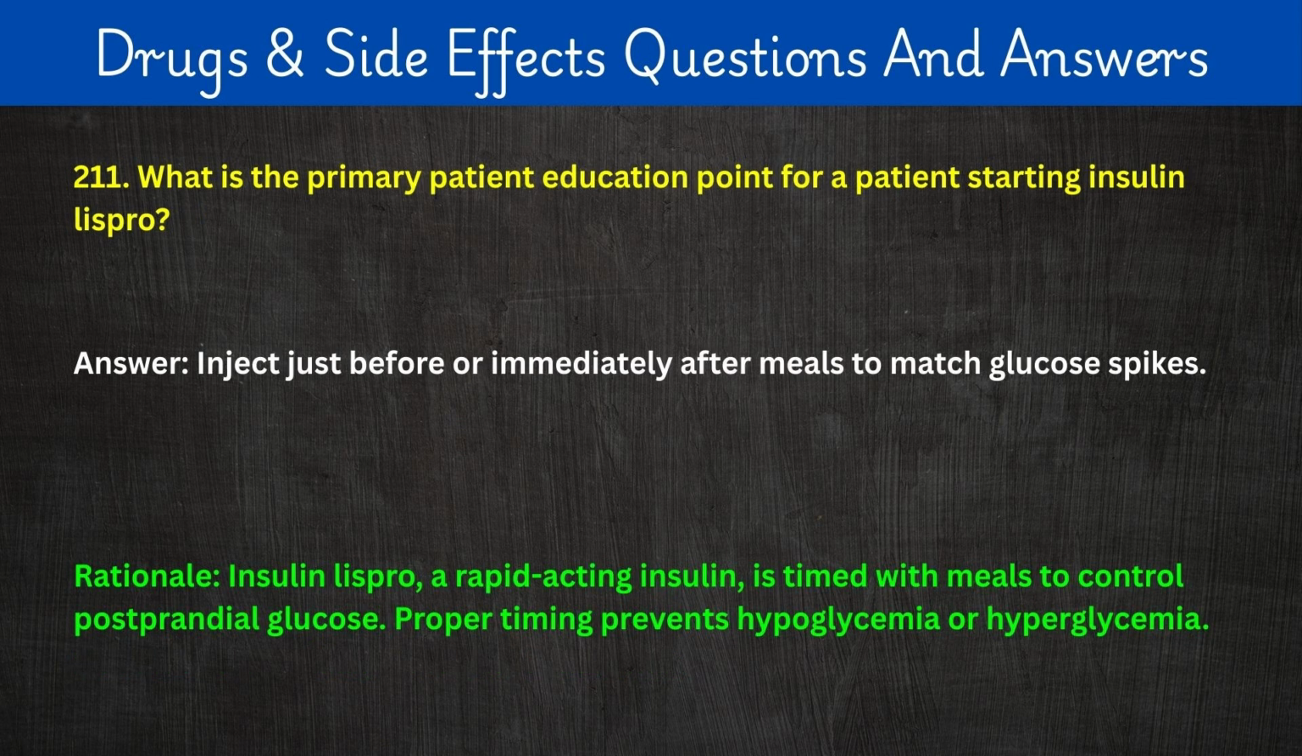211. What is the primary patient education point for a patient starting insulin lispro? Answer: inject just before or immediately after meals to match glucose spikes. Rationale: insulin lispro, a rapid-acting insulin, is timed with meals to control postprandial glucose. Proper timing prevents hypoglycemia or hyperglycemia.